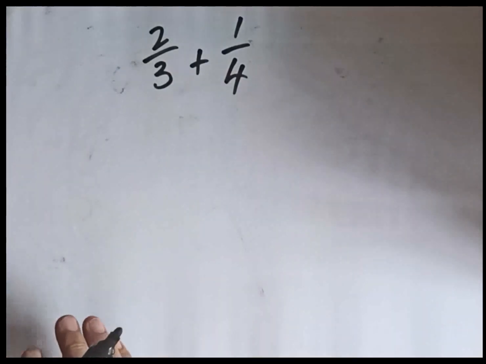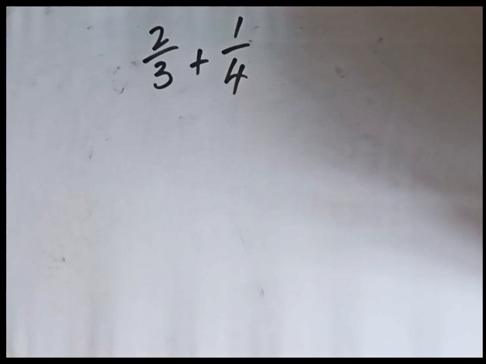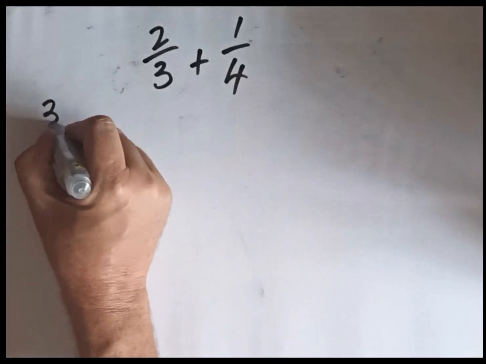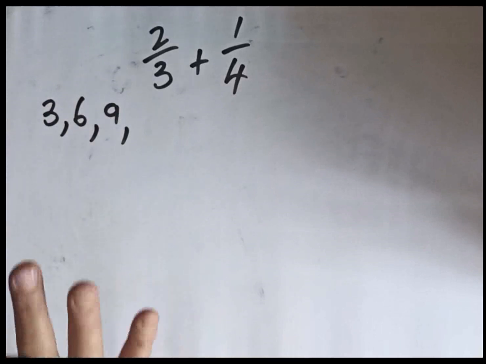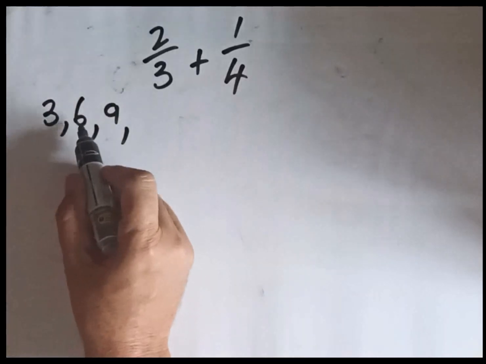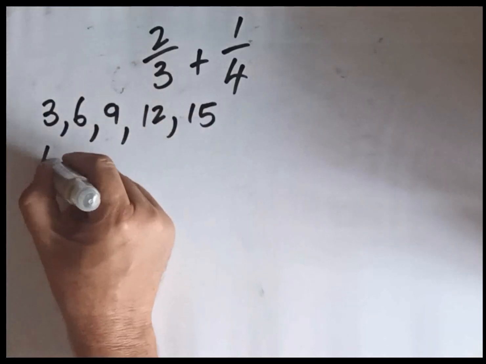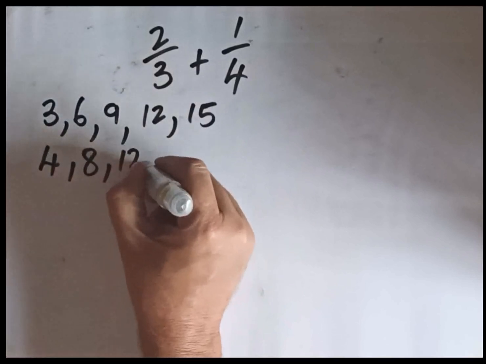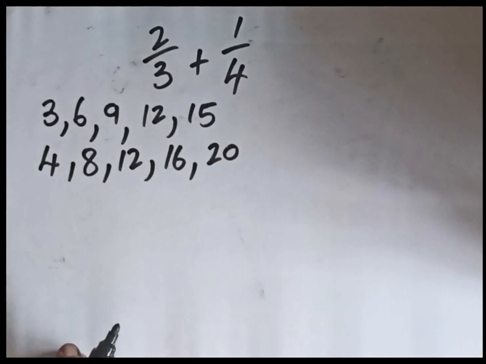I'll show you both methods. The first method is finding the lowest common multiple. The second method is the cross multiplication. So let's look at the lowest common multiple. If you remember from the previous videos, we start out by writing all the multiples of 3. And remember I said it's about 6 or 7, round about there. So we got 3, 6, 9, 12, 15. And now we do 4: 4, 8, 12, 16, 20. So we're trying to find the lowest common multiple.